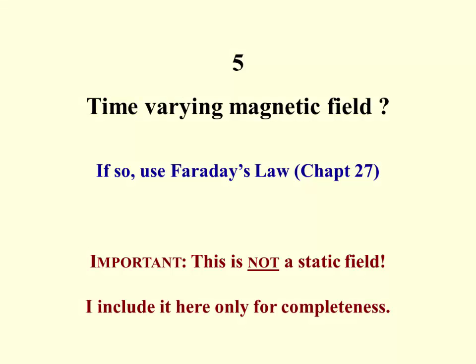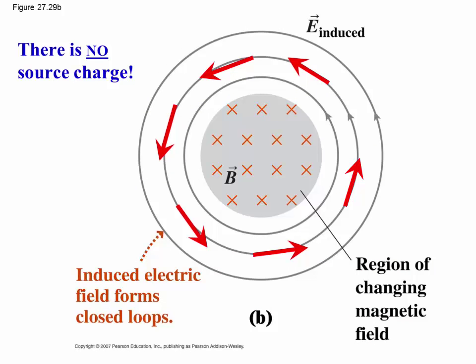Number 5 is really outside the scope of a lot of things we do in this class. It's if we have a time-varying magnetic field. In that case, we use Faraday's law, which we don't encounter until chapter 27. It's also different because this is not a static field, so I'm including it here only for completeness. What's different is there is no source charge. That is, there is no charge producing the electric field. The electric field is produced by the changing magnetic field.